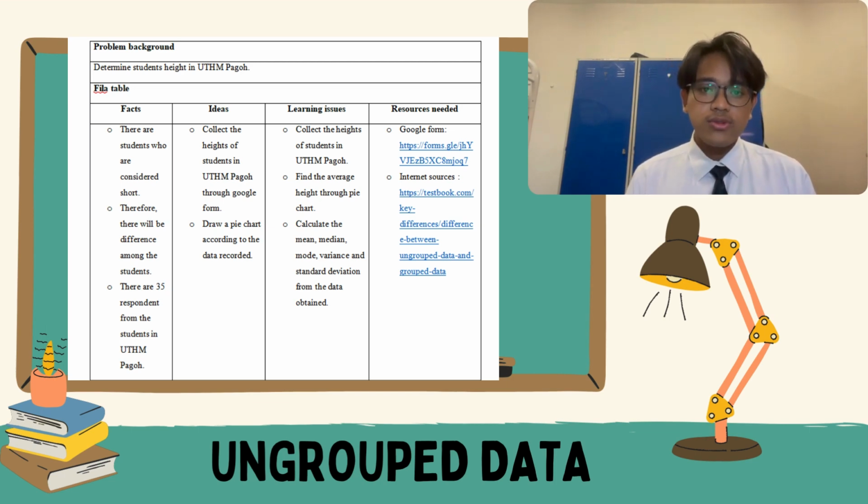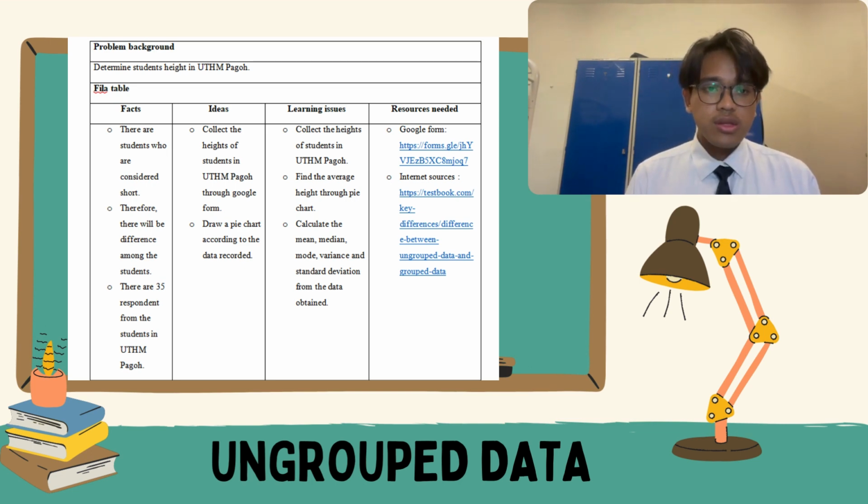First of all, facts. There are students who are considered short. Therefore, there will be differences among the students, because if there are short people, then there will also be tall people. There are 35 respondents from the students in UTHM Pagoh. The idea on how to solve this problem is to collect the heights of the students in UTHM Pagoh through Google Forms. Next, we also draw a pie chart according to the data recorded.